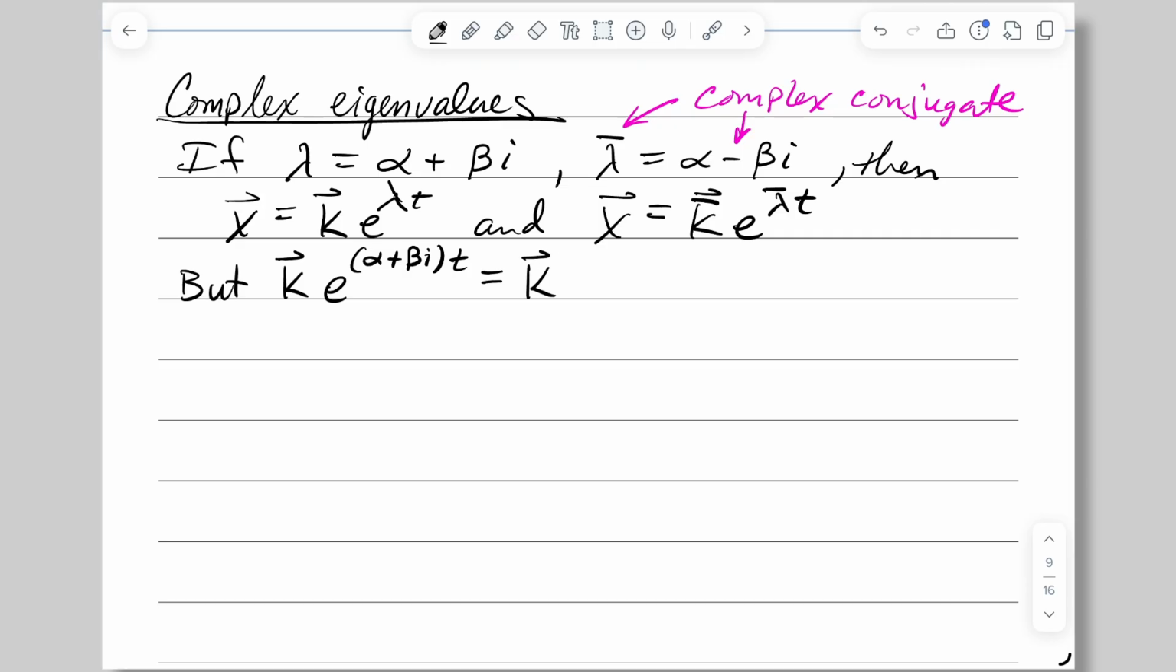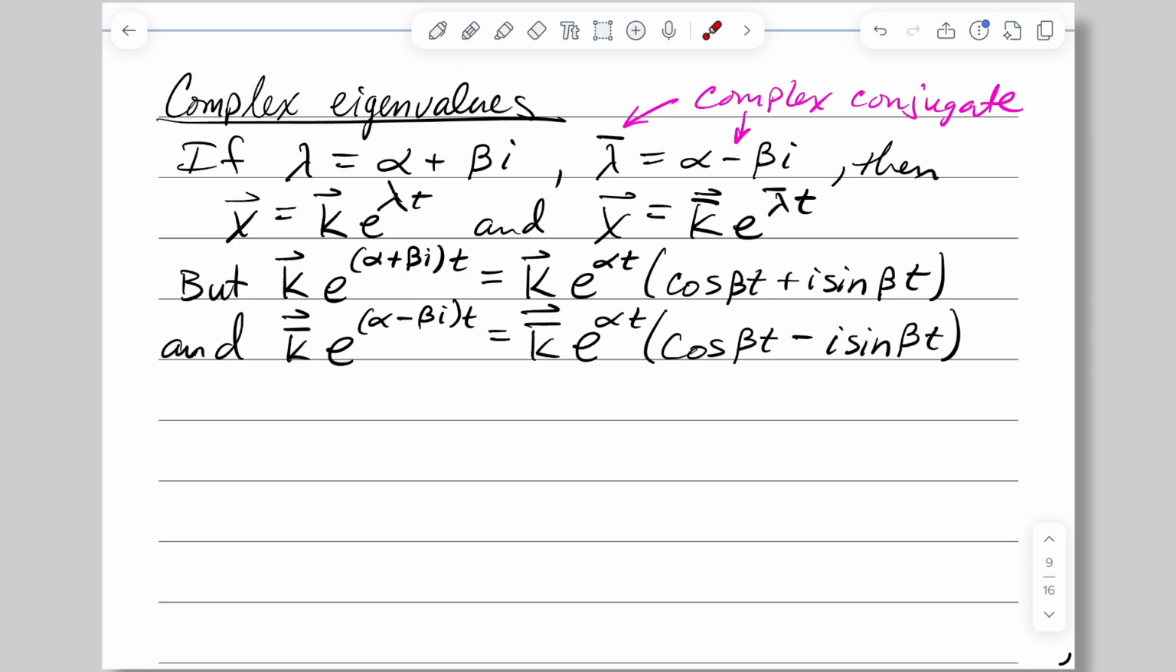K, remember, is a column vector of constants. E to the alpha t is a real valued function. But then for the beta i t part, we've got cosine beta t plus i times the sine of beta t. Considering the complex conjugate of lambda, the things that change are that k becomes k bar, the conjugate. We have a minus in front of beta i, which gives us a minus in front of the sine term.